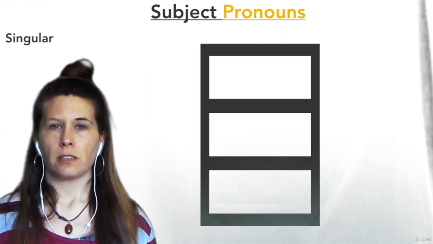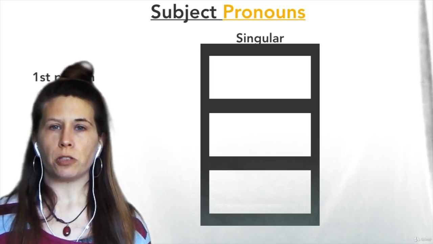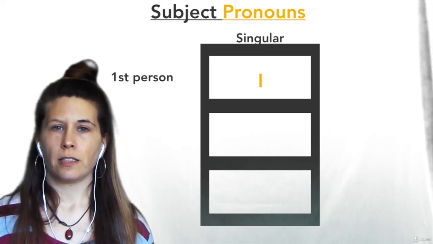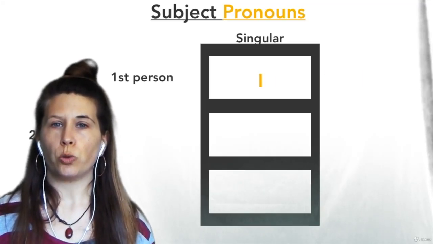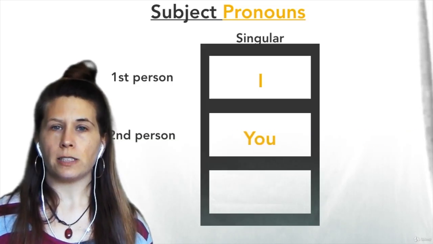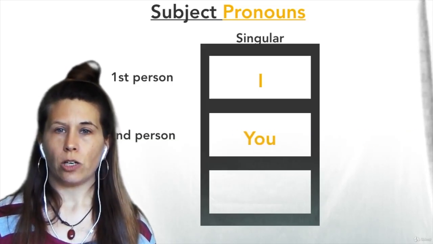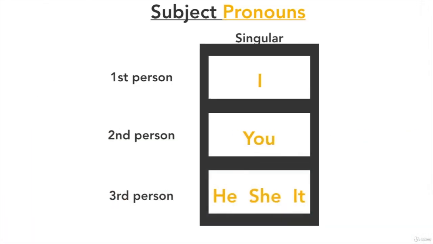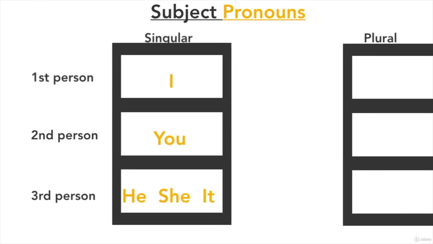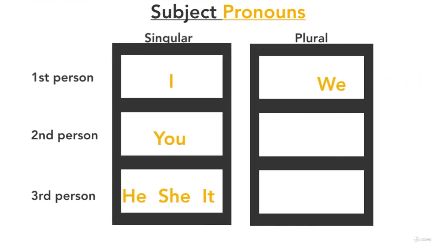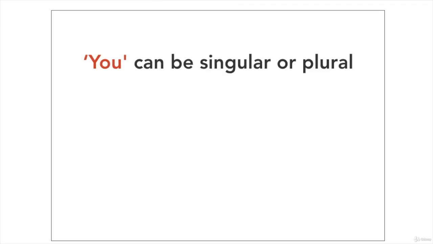Subject pronouns. Singular. First person, I. Second person, you. Third person, he, she, or it. Plural. First person, we. Second person, you. And third person, they. Remember, you can be singular or plural.